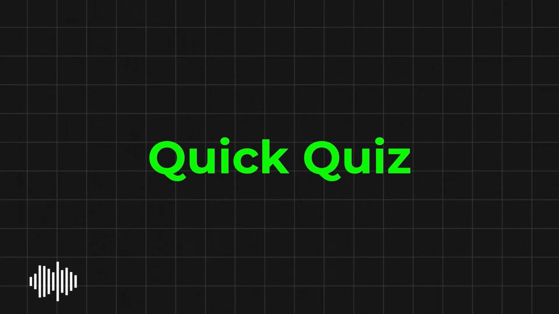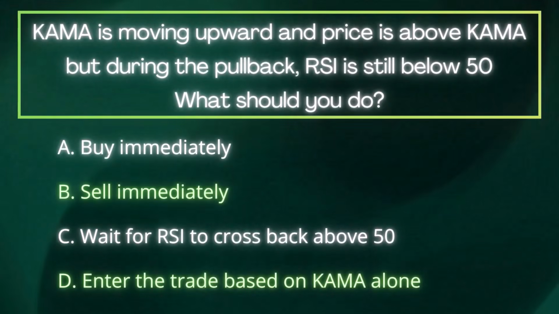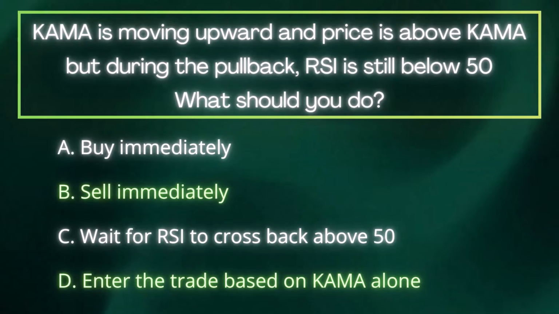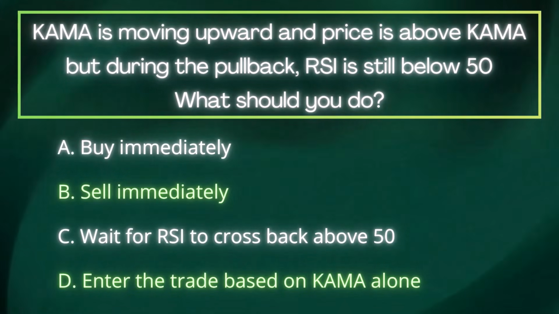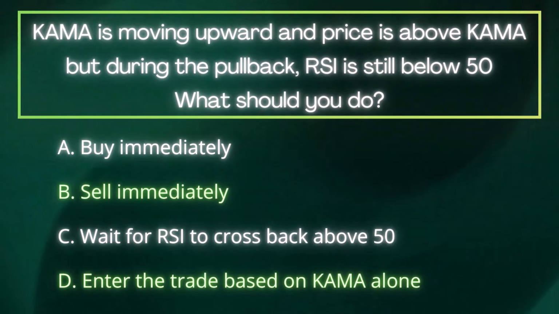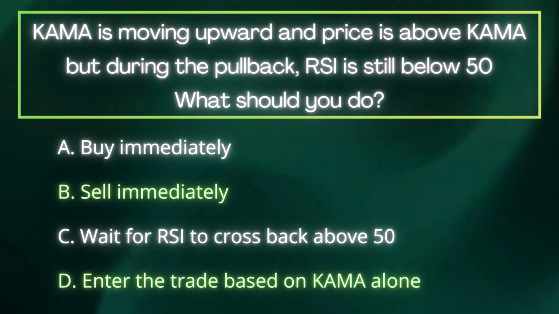Quick quiz. Alright, before you go, let's do a quick quiz. Imagine KAMA is moving upward and price is above KAMA, but during the pullback, RSI is still below 50. What should you do? A. Buy immediately. B. Sell immediately. C. Wait for RSI to cross back above 50. D. Enter the trade based on KAMA alone.